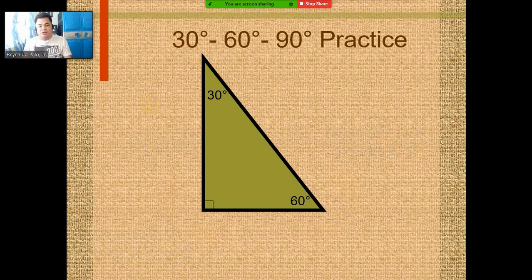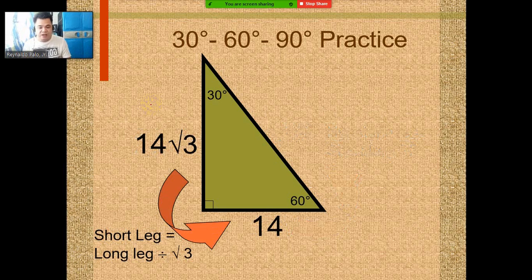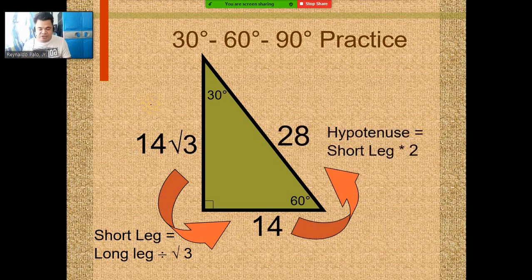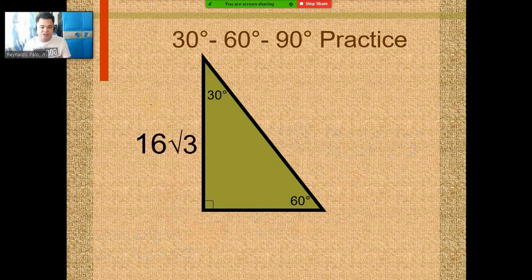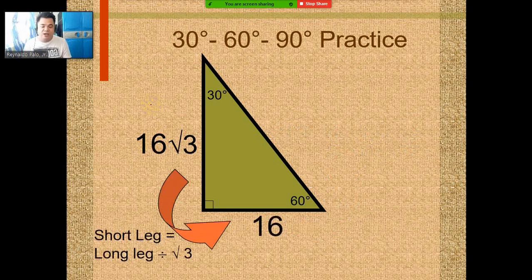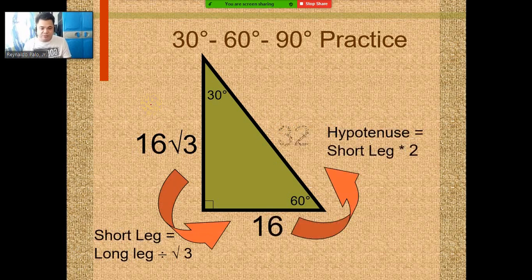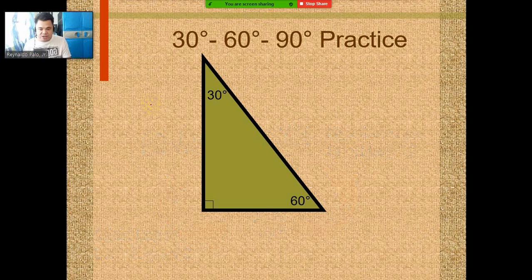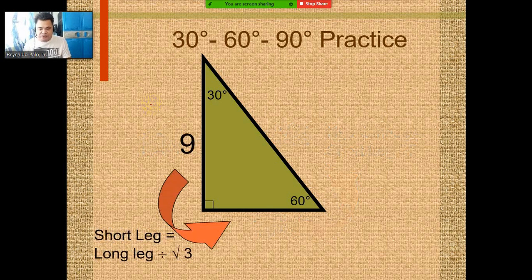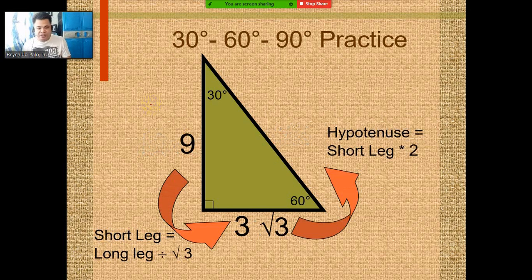Okay? Next, 14 square root of 3 divided by square root of 3 for the short leg, it is now 14. Then 14 times 2 for the hypotenuse, it's 28. Alright, next, 16 square root of 3 divided by square root of 3 for the short leg, it is now 16. Times 2 for the hypotenuse, it is 32. Then 9 divided by square root of 3 is just simply 3 square root of 3. Then 3 square root of 3 times 2 is 6 square root of 3. Just multiply the whole numbers. Do not include the radical.